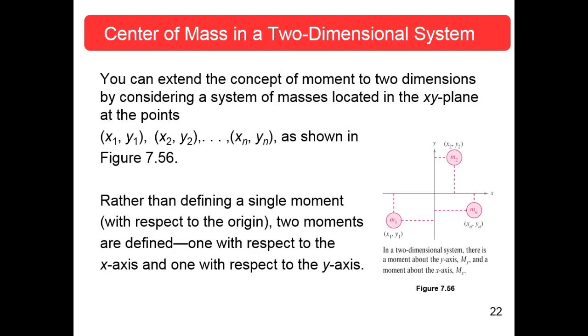Okay? Rather than defining a single moment with respect to the origin, that would be tough here. Two moments are defined, one with respect to the x-axis and one with respect to the y-axis. So, in a two-dimensional system, there's a moment about the y-axis and a moment about the x-axis.